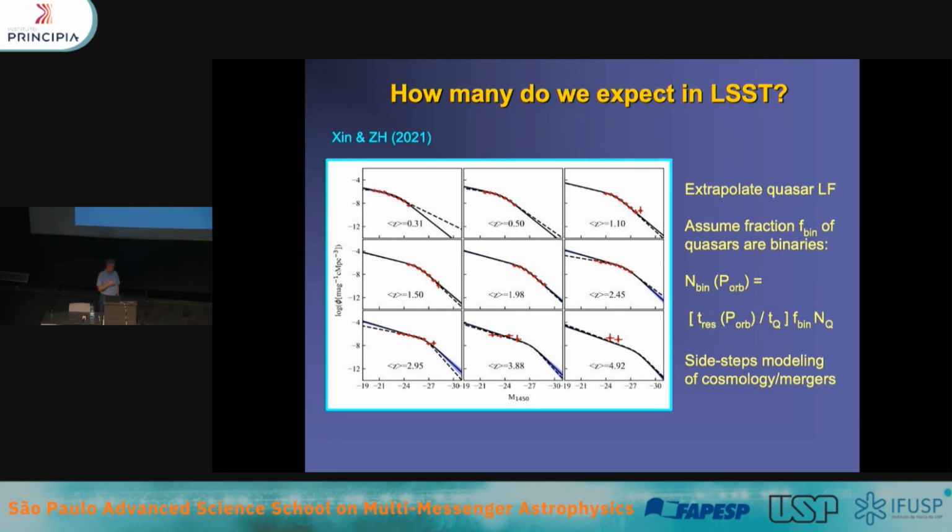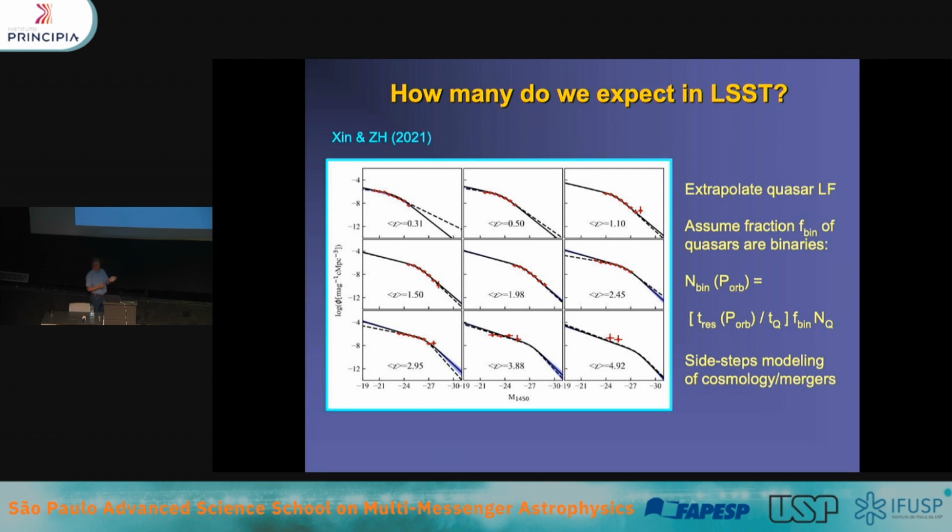LSST goes deeper, so you have to extrapolate these functions empirically to fainter magnitudes than so far observed. And then there's a very simple argument you can make, which is we think quasars are generally triggered by mergers. I actually don't think I said this explicitly so far, but I did show you galaxy mergers which drive gas to the nuclei of galaxies. It is commonly believed that quasars are activated by merger events, and they're relatively short-lived, of order 10 to the 7 or 10 to the 8 years.